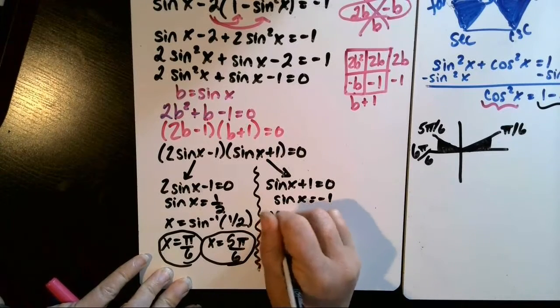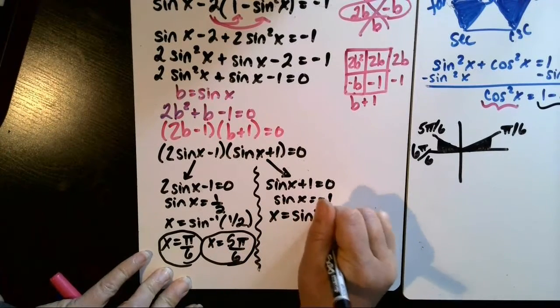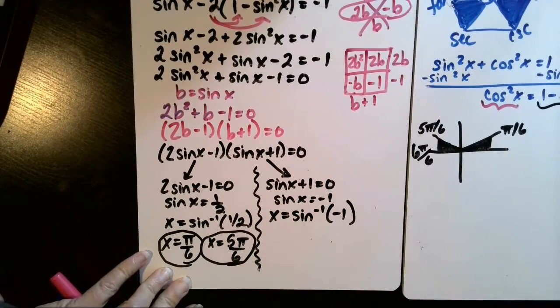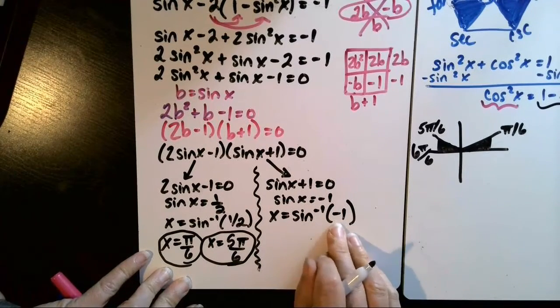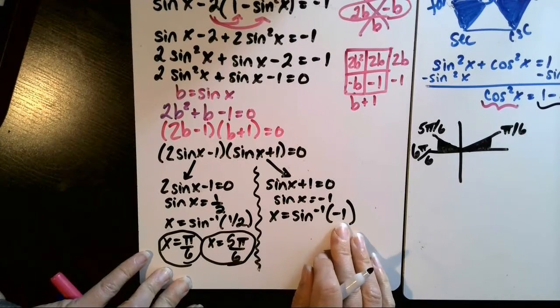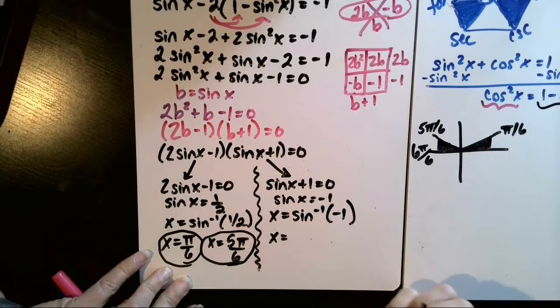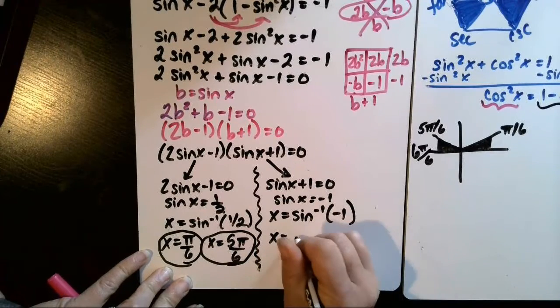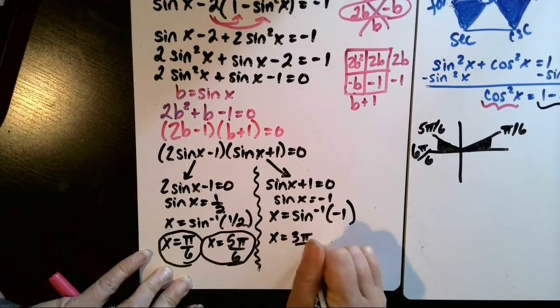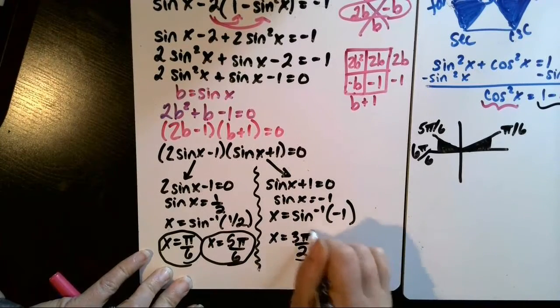Then we'll take the inverse of both sides, and x is equal to the arc sine of -1, which means, again, we're going to look on the unit circle from 0 to 2 pi for any places where the y-coordinate is equal to -1. And that would be a quadrantal angle along the negative y-axis, which is 3 pi over 2. That's where the y-coordinate is -1.